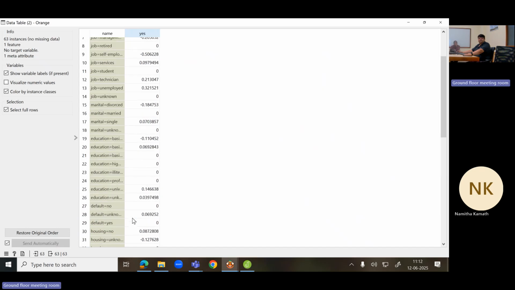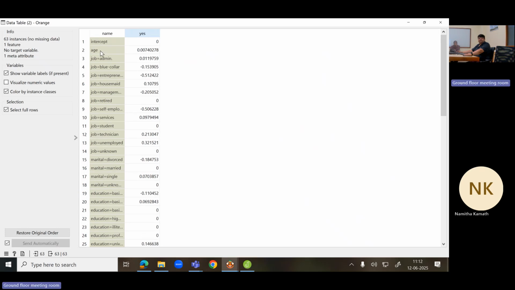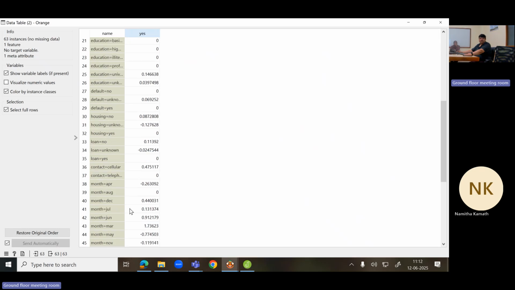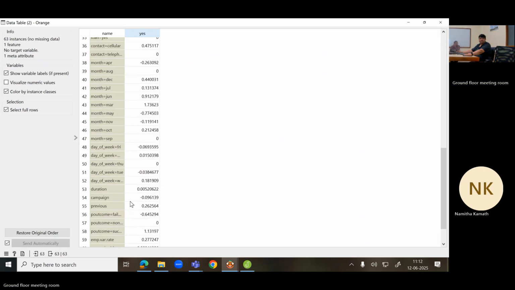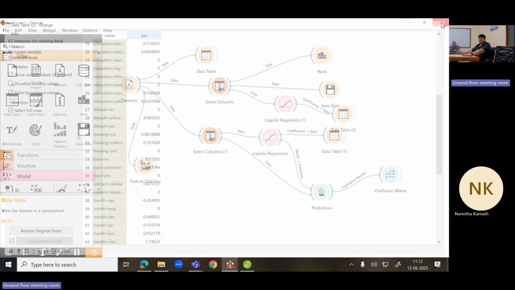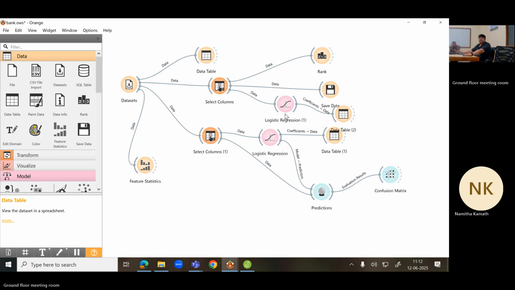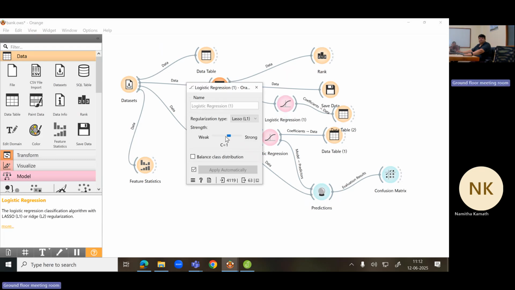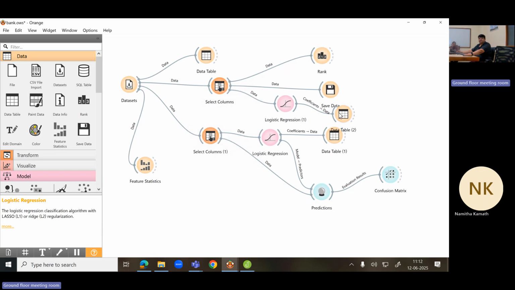There are some variables which are going off, some of the categories in each of these. Yes, that won't help much. Is there anything which goes off completely on its own? No, everything is there. Let's go to a little extreme. I'll strengthen it, I'll make the penalty strong, and then I'll see what happens.